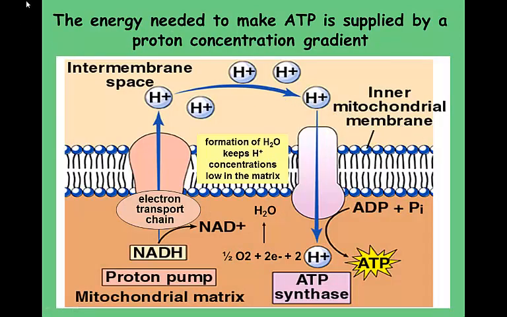Okay. Again, sort of a summary slide talking about the electron transport chain. The electrons being used to pump hydrogens into the intermembrane space, and ATP synthase using the passing through of those hydrogen ions back into the inner mitochondrial space to make ATP. Again, the extra electrons, oxygen, and hydrogen are used to make water.